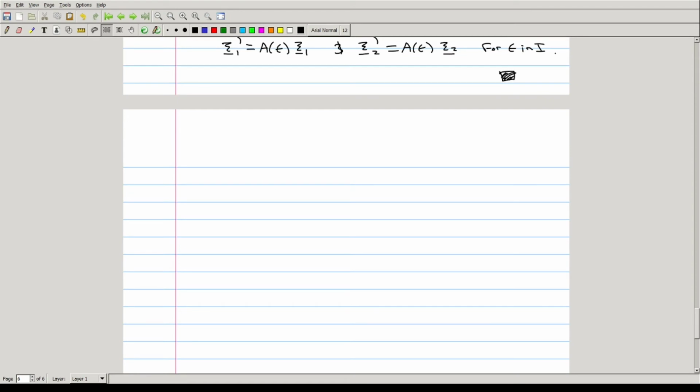So let's go through and consider the following example. We'll consider the linear system xi prime is equal to the matrix negative 1/2, 1, negative 1, negative 1/2 times xi. This is our matrix A.